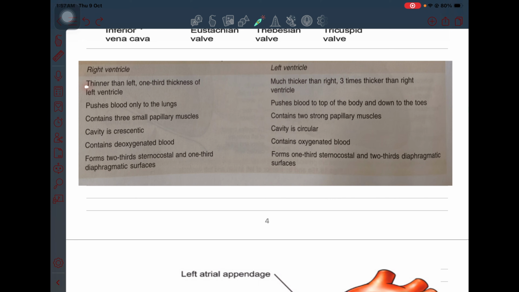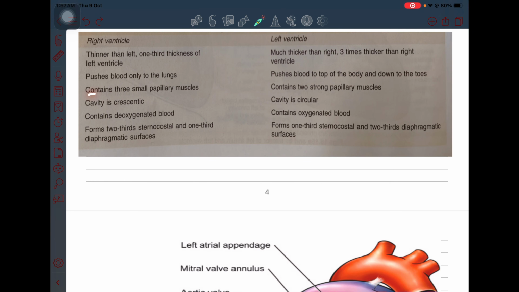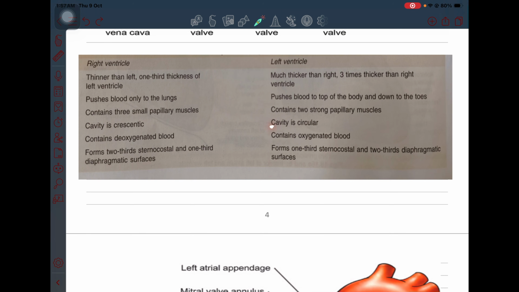The right ventricle is thinner than the left, which is 1/3 the thickness of the left ventricle, whereas the left ventricle is much thicker than the right, approximately 3 times thicker. The right ventricle pushes blood only to the lungs, whereas the left ventricle pushes blood to the top of the body and down to the toes. The right ventricle contains three small papillary muscles, whereas the left ventricle contains two papillary muscles. The right ventricle cavity is concentric, and the cavity of the left ventricle is circular.